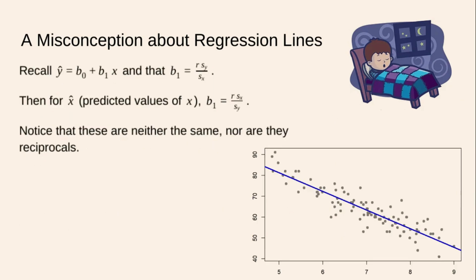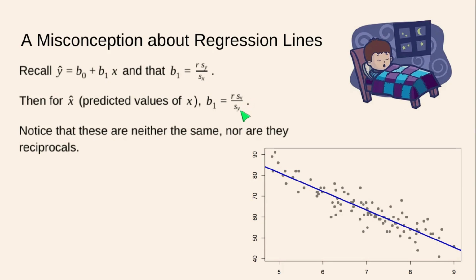Let me explain. Recall that the regression line is in this form: y hat equals some constant plus some constant times x. You've got your b0 and your b1, and that b1 is equal to r s sub y over s sub x, all right? And this is the most important part. Then for x hat, predicted values of x, b1 is equal to, oh, that's a little switcheroo.